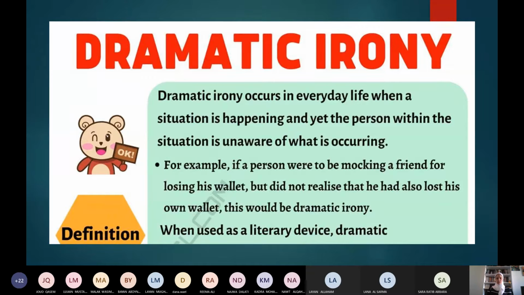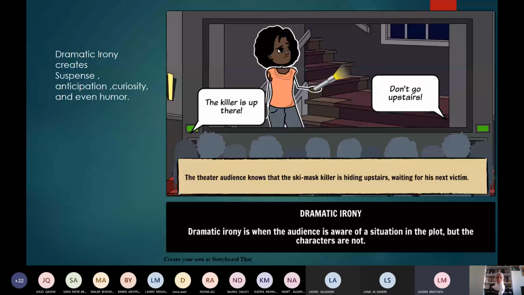Okay? Yes. Okay, miss. Like this. Dura, read. Dramatic irony creates suspense, anticipation, curiosity, and even humor. Yes. What should I read next?